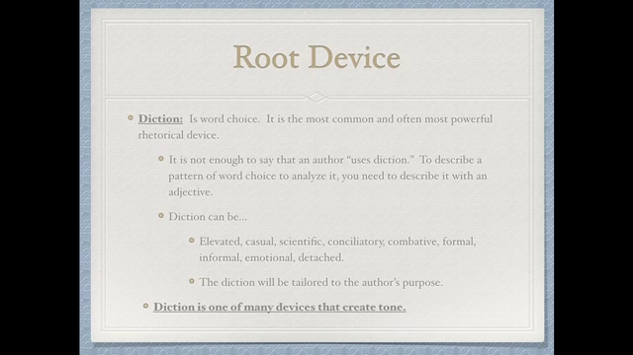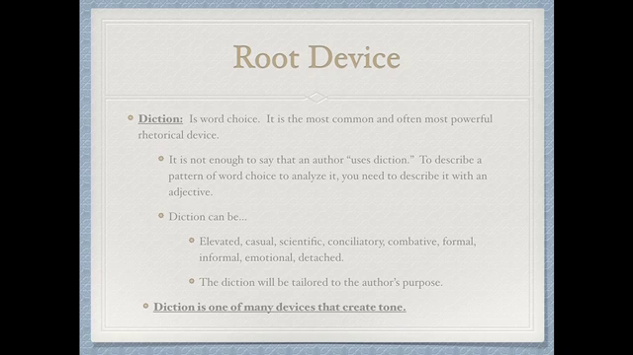So perhaps an author uses a series of words that have a very negative connotation. You could say that that author is using negative diction. Perhaps an author uses a lot of very technical, scientific words in a speech about, I don't know, the need to improve science education. You could say that that author is using scientific diction or technical diction. The pattern of word choice will most often suit one of the author's purposes. So it's not enough to say just that the author uses diction, right?